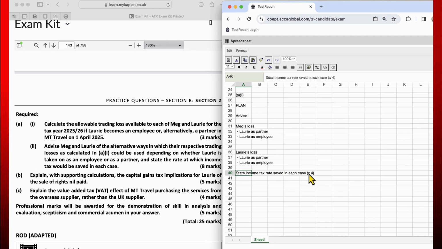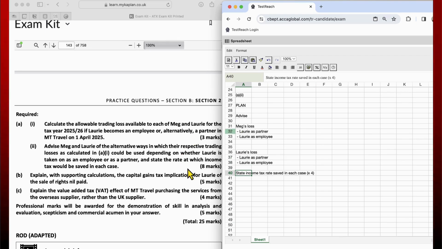And I've put a wee multiply by 4 in brackets here. Why? This is to remind myself because I wasn't really sure the best way to lay it out in my plan. So I thought I want to make sure I remember that I need to come up with an income tax rate saved under each of these 4 options that I've got here. So I've just put times 4 in brackets as a way to remind myself.